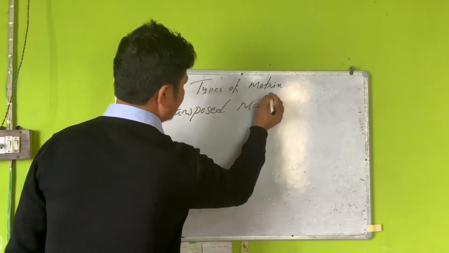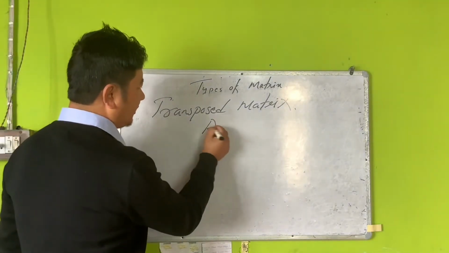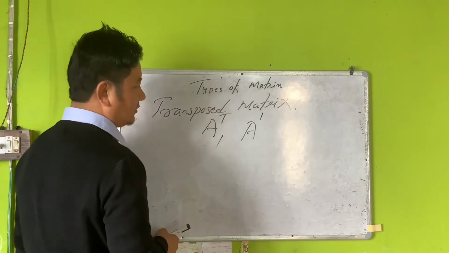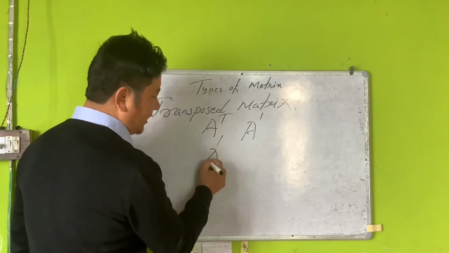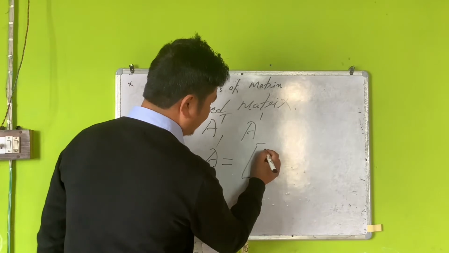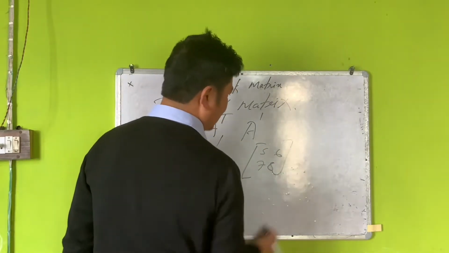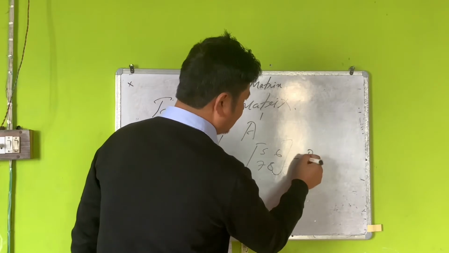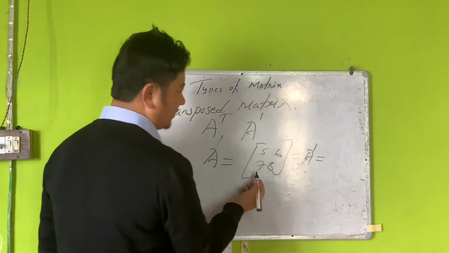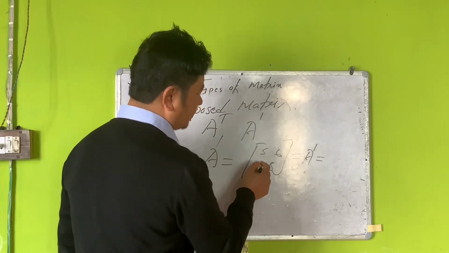Transpose matrix. The transposed matrix is denoted by A^T, or you can also denote it by A dash. Suppose A is your matrix, A = [5 6; 7 8]. If you have to transpose it, A^T or A dash is obtained by just changing the rows and columns. This row should go down and this column should go up.